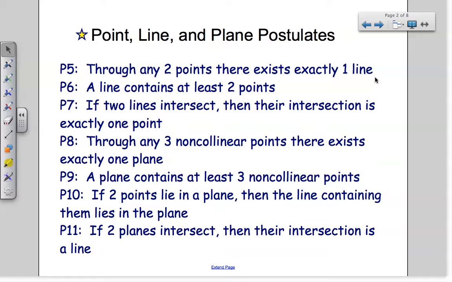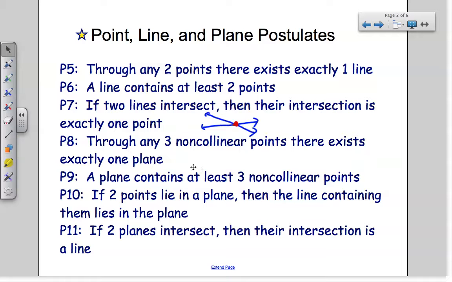For postulate 7, if 2 lines intersect, then their intersection is exactly 1 point. And we can see that pretty easily here. If 2 lines intersect means 2 lines cross. Their intersection is exactly 1 point. Well, yeah, anytime 2 lines cross, they'll cross at just exactly 1 point.